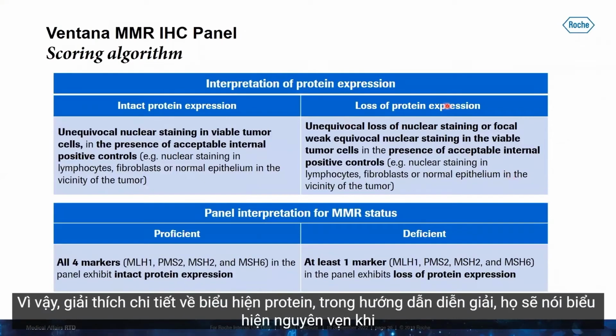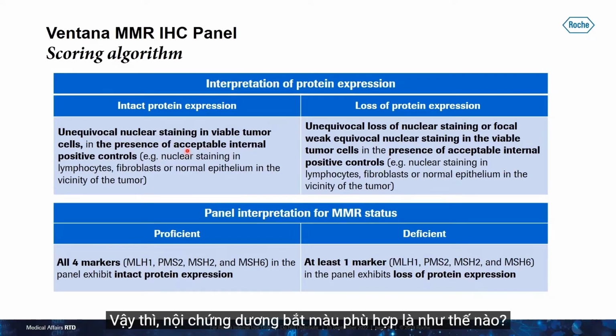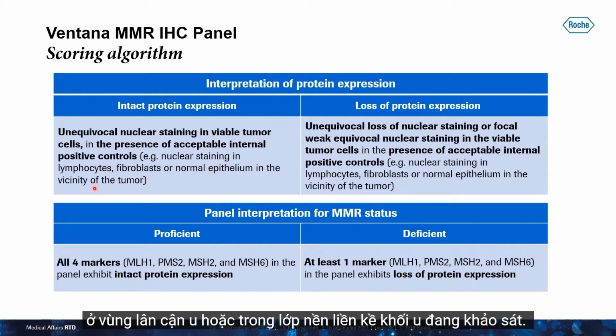So elaborating on protein expression interpretation, in the interpretation guide, they would say intact expression is when there is unequivocal, straightforward, clear-cut nuclear staining in the viable tumor cells in the presence of acceptable internal positive controls. So what comprises acceptable internal positive controls? This would mean nuclear staining in the lymphocytes, the fibroblasts, or normal epithelium in the vicinity of the tumor or in the stroma adjacent to the tumor in question.